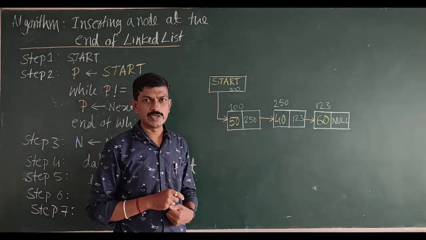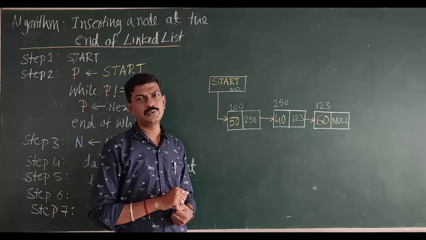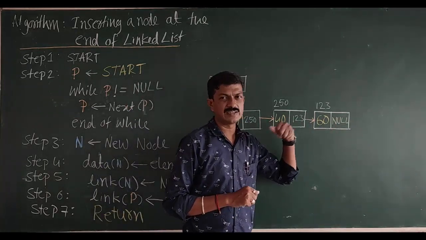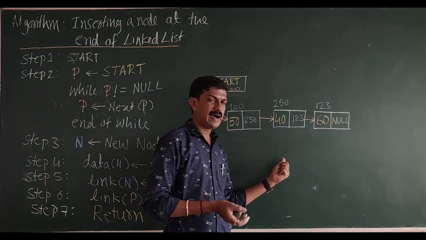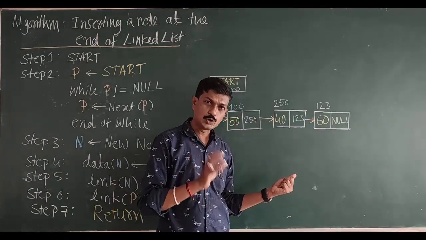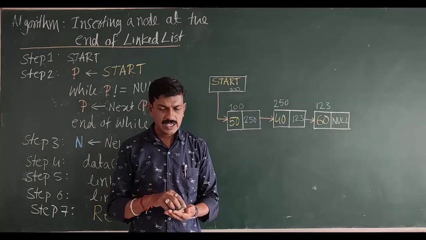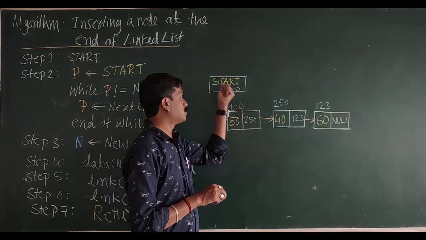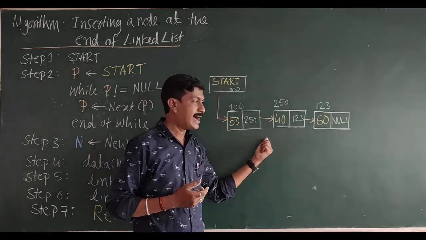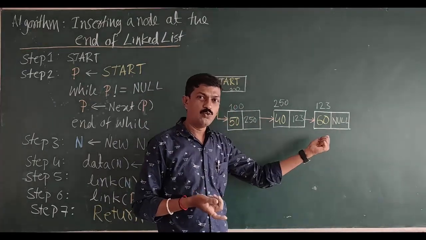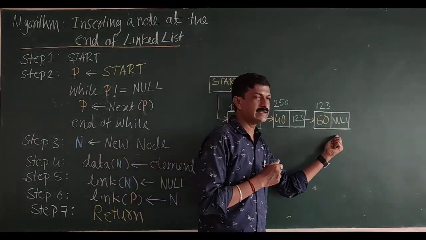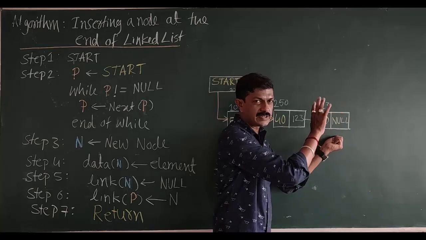Now what I want to do is insert a new node at the end of the linked list. For the given linked list I want to insert a node at the end. I need to traverse through this linked list so that I can reach the end of the linked list. Once I reach the end of the linked list, I need to create a node.